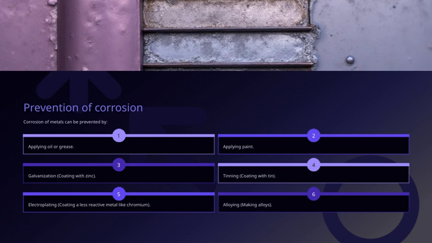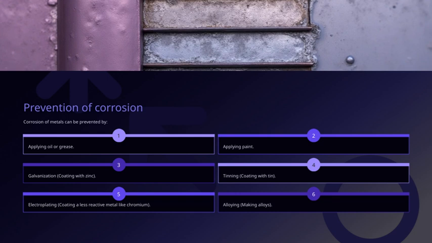Applying paint also creates a protective barrier on the surface of the metal, shielding it from moisture and oxygen, which are key factors in corrosion. Another method is electroplating, where we coat a less reactive metal, such as chromium, with a thin layer of a more resistant metal. This not only improves appearance, but also provides corrosion resistance. Galvanization is a popular technique where we coat steel or iron with zinc. Zinc acts as a protective barrier, preventing the underlying metal from coming into contact with the environment.